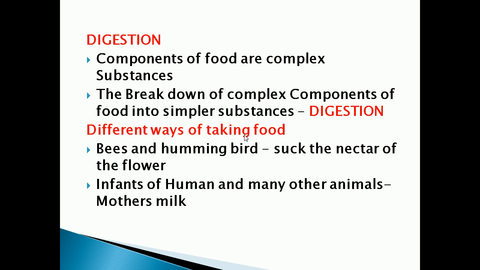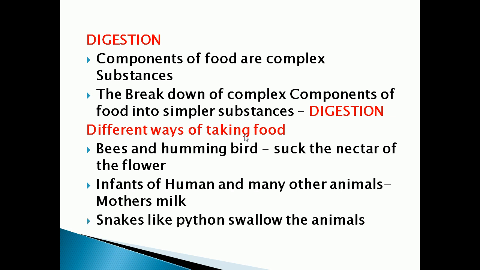Snakes like the python swallow the animals they prey upon. Prey means the animals which they capture for their food. Some aquatic animals filter the tiny food particles floating on the water and then eat them. These are the different ways by which certain organisms take their food. Understood, children? Now we are moving to digestion in human beings.